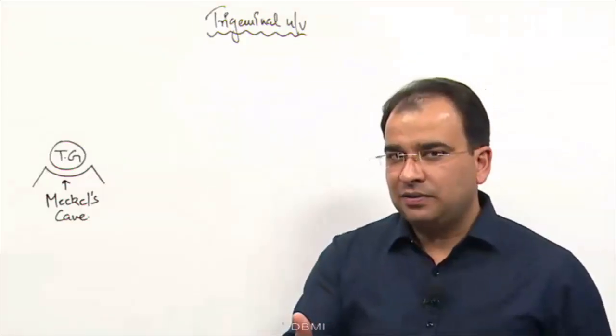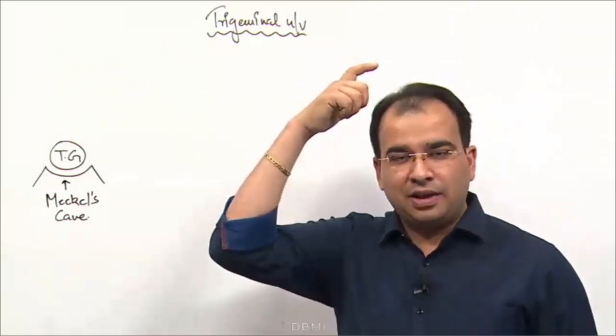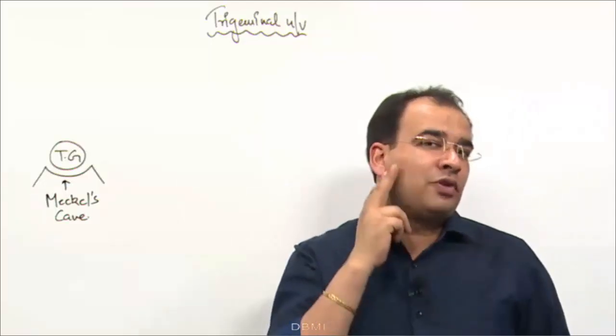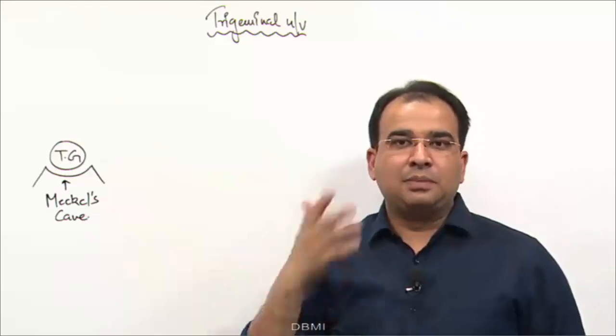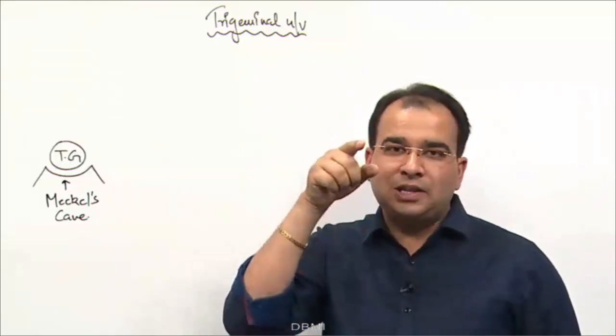Why not inferior orbital fissure? Because inferior orbital fissure is not the communication of orbit to cranial cavity, it's the communication of orbit to the infratemporal fossa. If anything has to go from here into the orbit, that will go through inferior orbital fissure, like the branches of maxillary artery or the branches of maxillary nerve if they have to go inside the orbit.